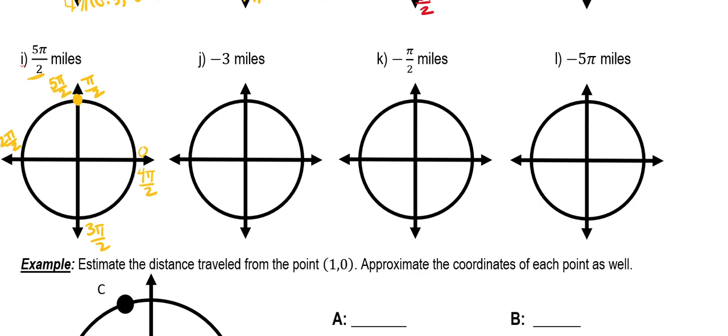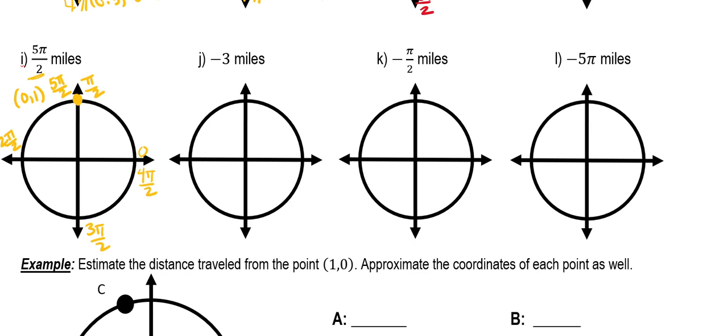So what you'll find is that again, the only points that we have to estimate are anything where they ask us to walk that's not on our 4 star players. So 5 pi over 2 is part of our star players. It takes us right back to pi over 2. So what's that coordinate point? Yes, friend, that's just 0, 1.